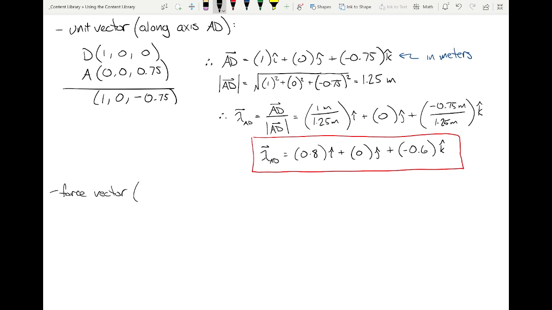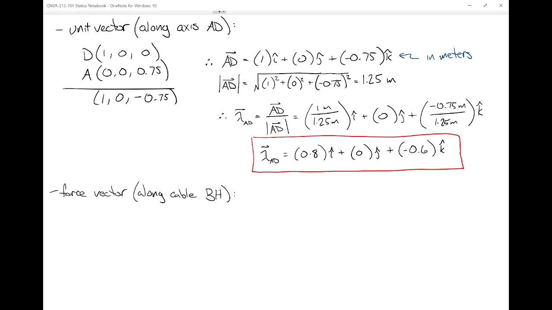And that's along cable BH for this problem. So if you scroll up or go back to the problem definition, you'll see that we're determining the moment about this axis, and we're determining the moment that is caused by the force along line BH, along this cable.